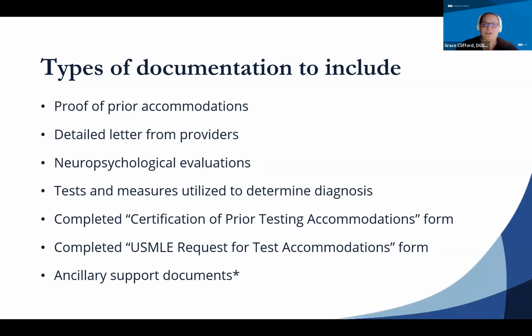In the guide, there are useful and detailed examples of recommended documentation to include in the submission. I highly recommend emphasizing this section of the guide with students when reviewing the process. The NBME requests proof of prior accommodations. This can be recent, as in during medical school, or in other cases, more historical data, such as proof of accommodations in the K through 12 setting, during college or graduate school, or on standardized undergraduate and graduate admissions exams, including the SAT, ACT, or MCAT.